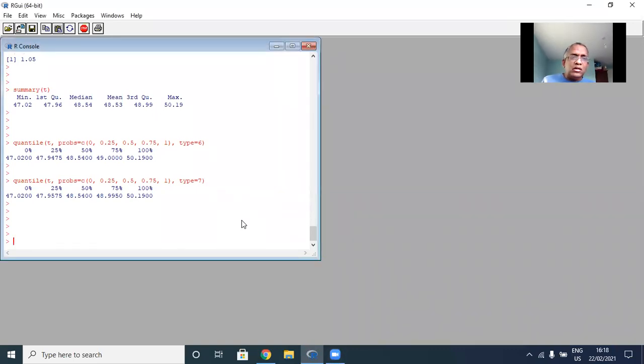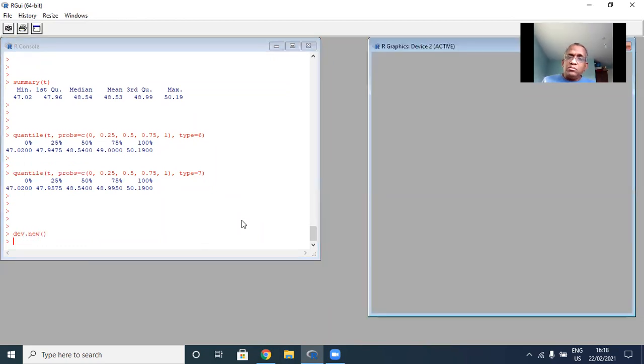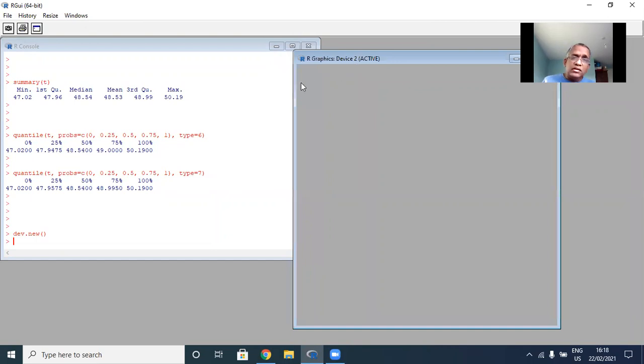If you say record equal to, what did I type? Windows in brackets records equal to true. That means it will record everything that you're doing. Now, if you say device new, open bracket, close bracket, that means you're opening a device. So every device has a number. In this case, the device number is 2, right?